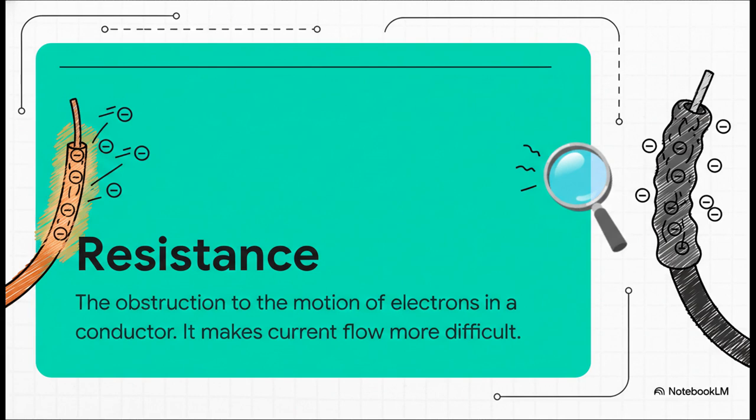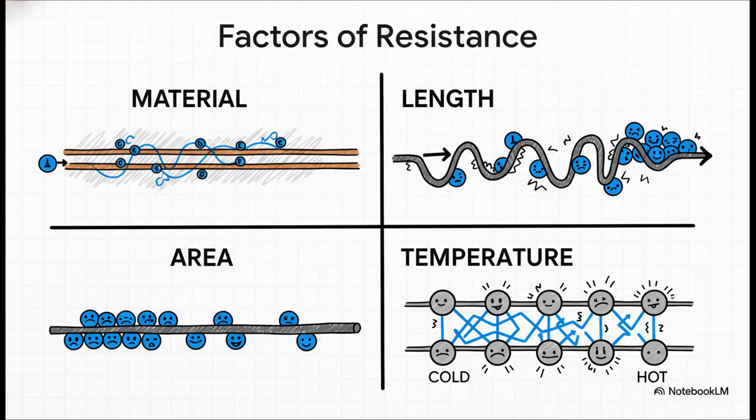Every single material has some level of resistance. Things like copper have super low resistance, which is why they're great conductors. And then you have stuff like rubber with crazy high resistance, which is why we use it as an insulator to keep us safe. So what makes something more or less resistive?